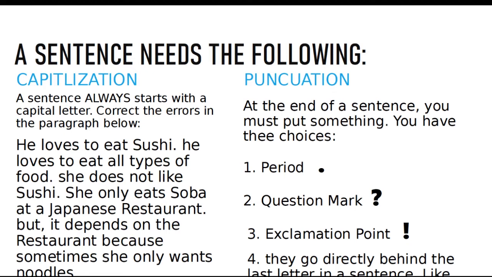Soba is, I think soba is correct. I think soba is a specific type of noodle. I'll have to double check, but I'm pretty sure it's a specific type of noodle. So it's correct. At a Japanese restaurant.